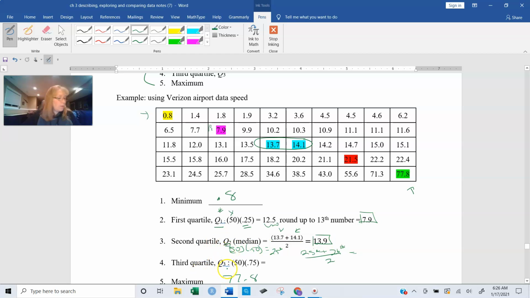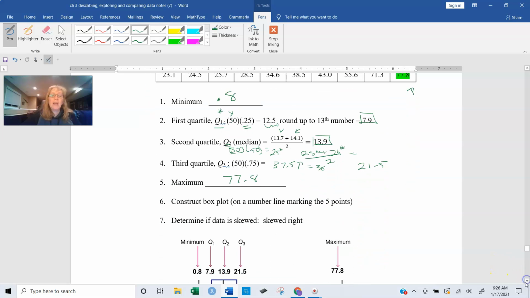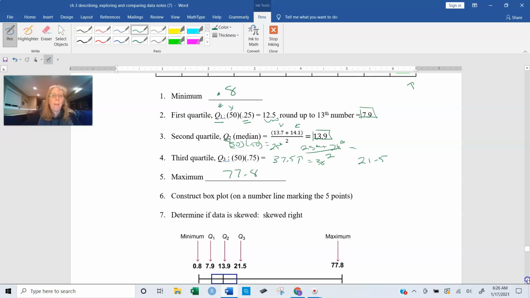Quartile 3, we take 50 times 0.75, so stop and do that. I'm hoping you got 37.5. It is not a whole number, so we just round it up and we find our 38th digit, which is 21.5. Now I have the 5 numbers I need to construct my box plot.